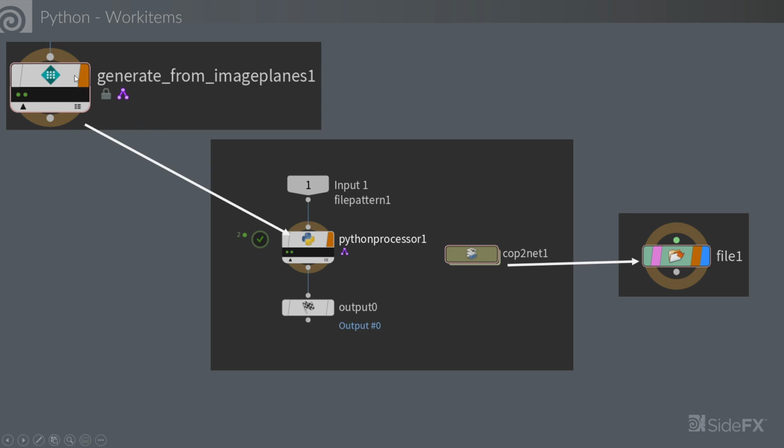So let's see, what does it look like? This is the node on the top surface level. Inside of it, you have the Python processor, which is doing all of the work. Additionally, we also have a copnet, and the only thing that is found inside of the copnet is this File COP, and that's just going to load up the image so that we can do some processing with it.